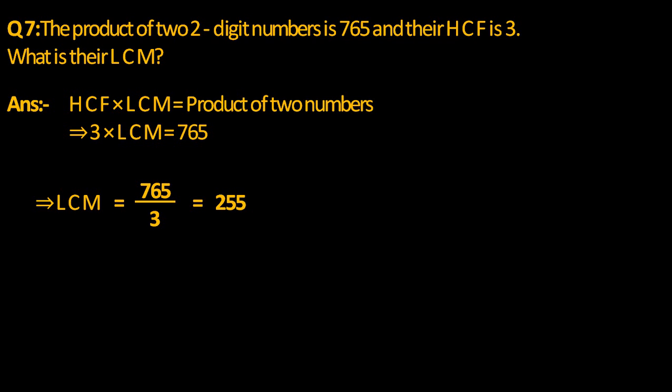Multiplied, when it goes to the other side of the equal sign, will become divide, since it is multiplied on the other side. So now 765 upon 3 is equal to 255. So the LCM is 255.